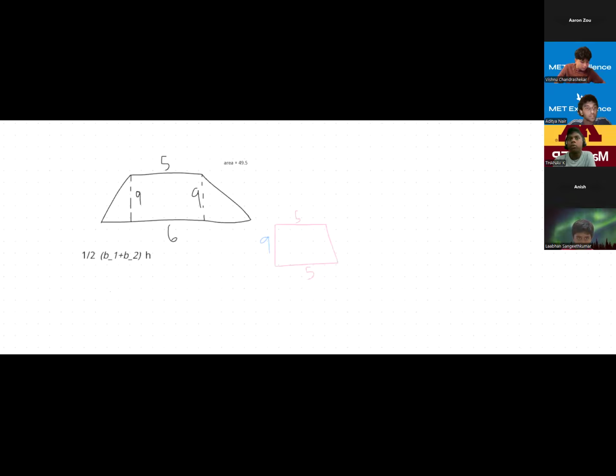So then, can anyone tell me what these side lengths will be? And they are equal. If this right here is 5, what are these? 0.5. Right? Okay, correct. These are going to be 0.5. So I'll just draw another triangle here. This is going to be 0.5, and what's the height going to be? It's going to be 9.